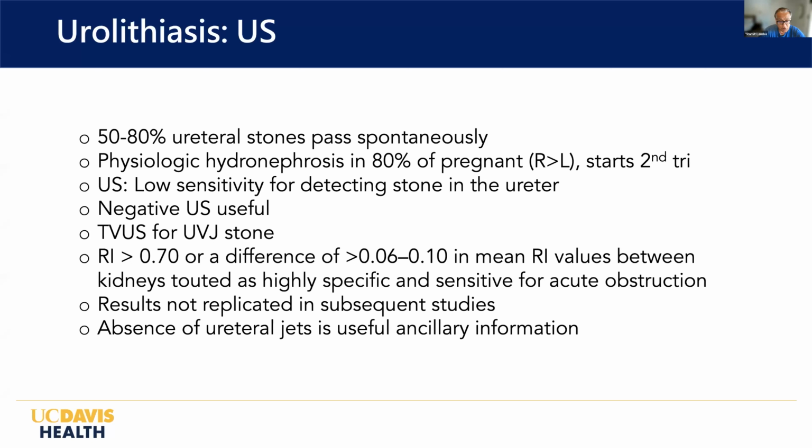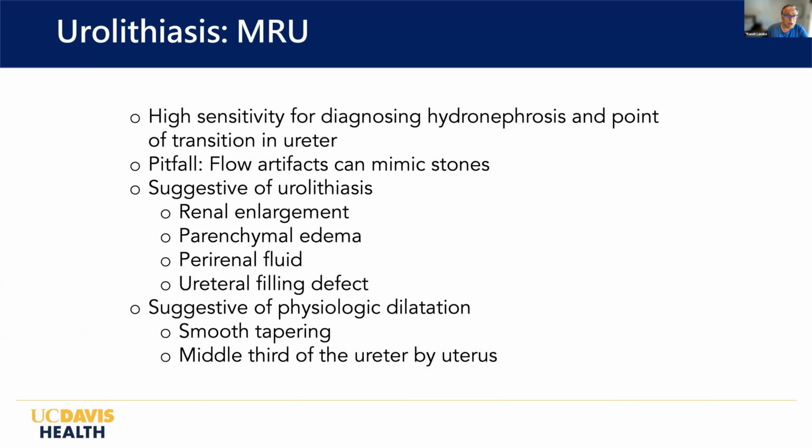Now, the absence of ureteral jets is useful ancillary information, although you can have an absent ureteral jet in a patient without an obstruction. So there is a lot of ancillary information: hematuria, the clinical presentation, the UA, the trimester of the pregnancy, the information from the ultrasound. You've got to put all of that together to try and figure out if the patient indeed has stone disease or physiologic hydronephrosis. We bring in MRU as an option.